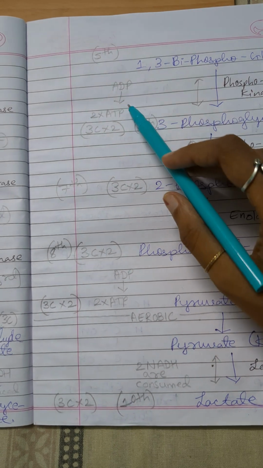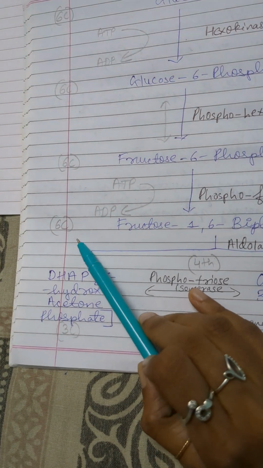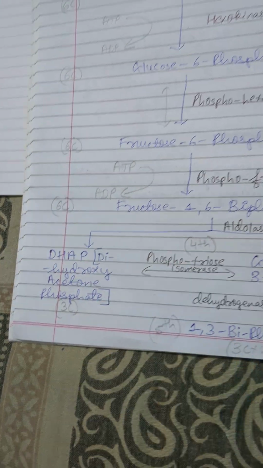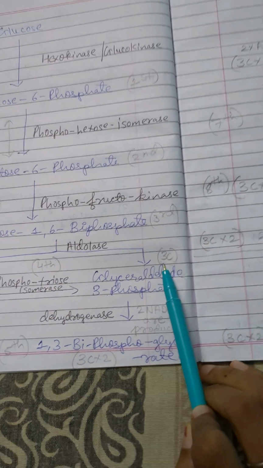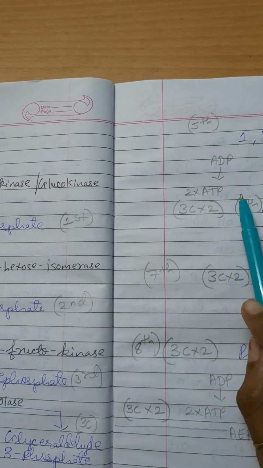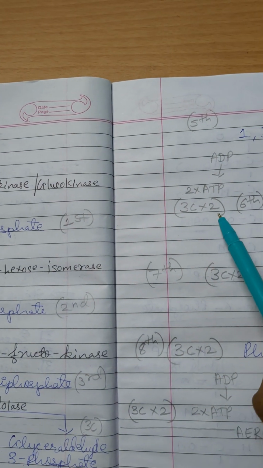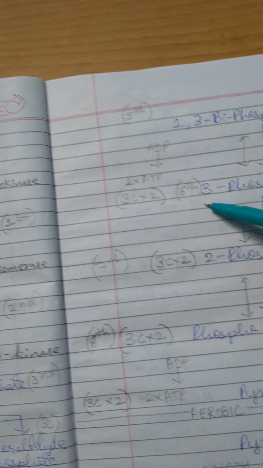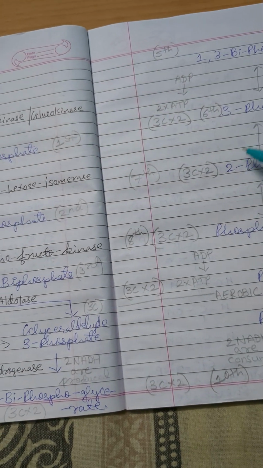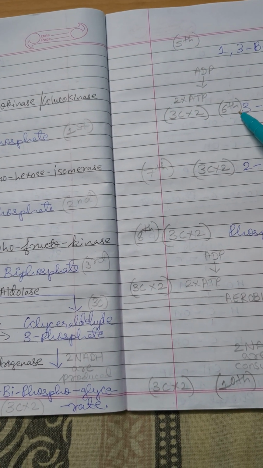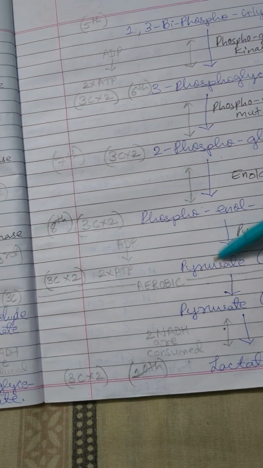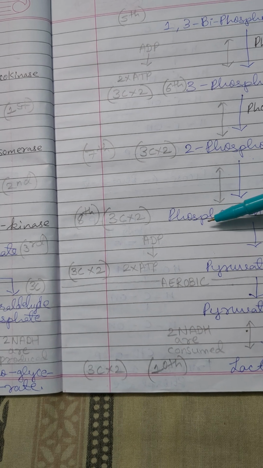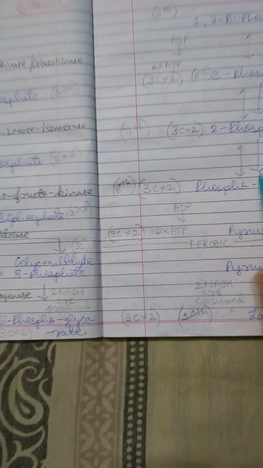Why two molecules of ATP? Because one molecule of 6 carbons is converted to two molecules of 3 carbons each. So at each step 2 molecules of ATP are produced. So in the 6th step and the 9th step, a total of 4 molecules of ATP are produced.